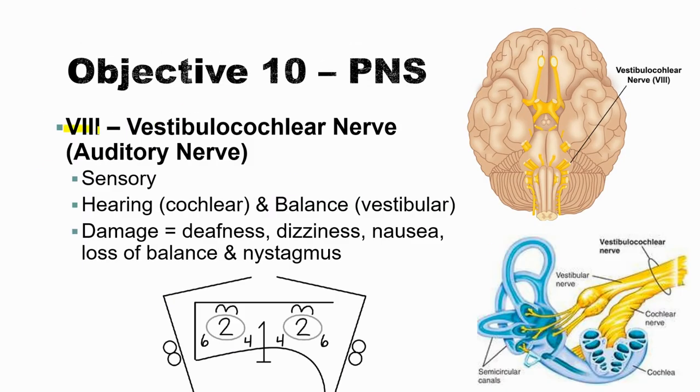All right, up next is going to be cranial nerve number 8, which is the vestibulocochlear nerve. Sometimes it's called the auditory nerve. And so the reason for that is because it's sensory and hearing.